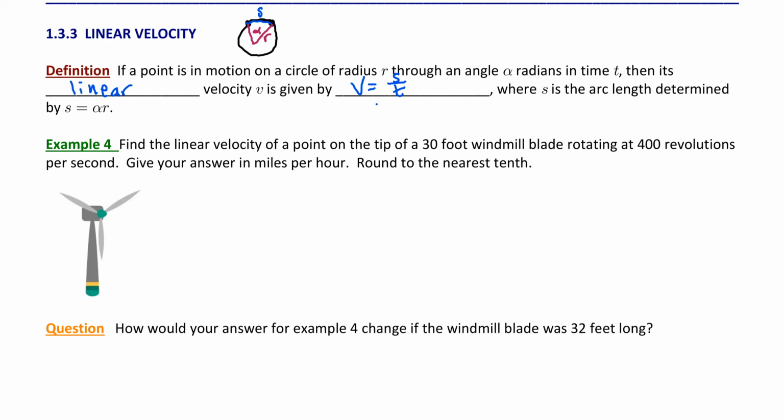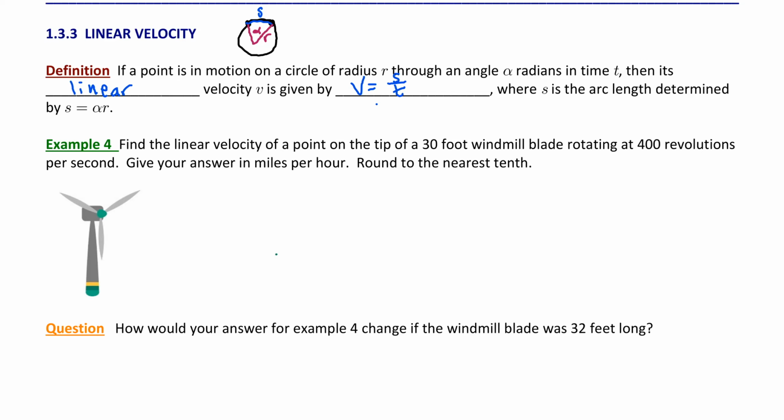Let's examine linear velocity in example 4. Find the linear velocity of a point on the tip of a 30-foot windmill blade rotating at 400 revolutions per second. Give your answer in miles per hour and round to the nearest tenth.